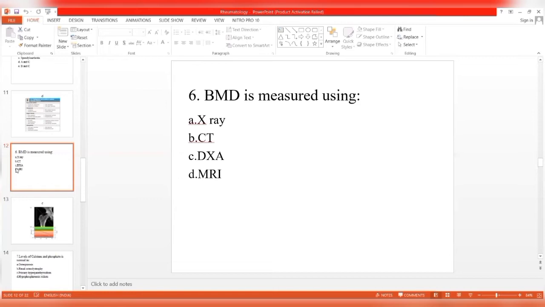For the intervertebral disc spaces and all, MRI is very, very important. And regarding DEXA, DEXA is very, very important in BMD. And the answer is DEXA, DXA, dual X-ray absorptiometry. It is used in measuring BMD.